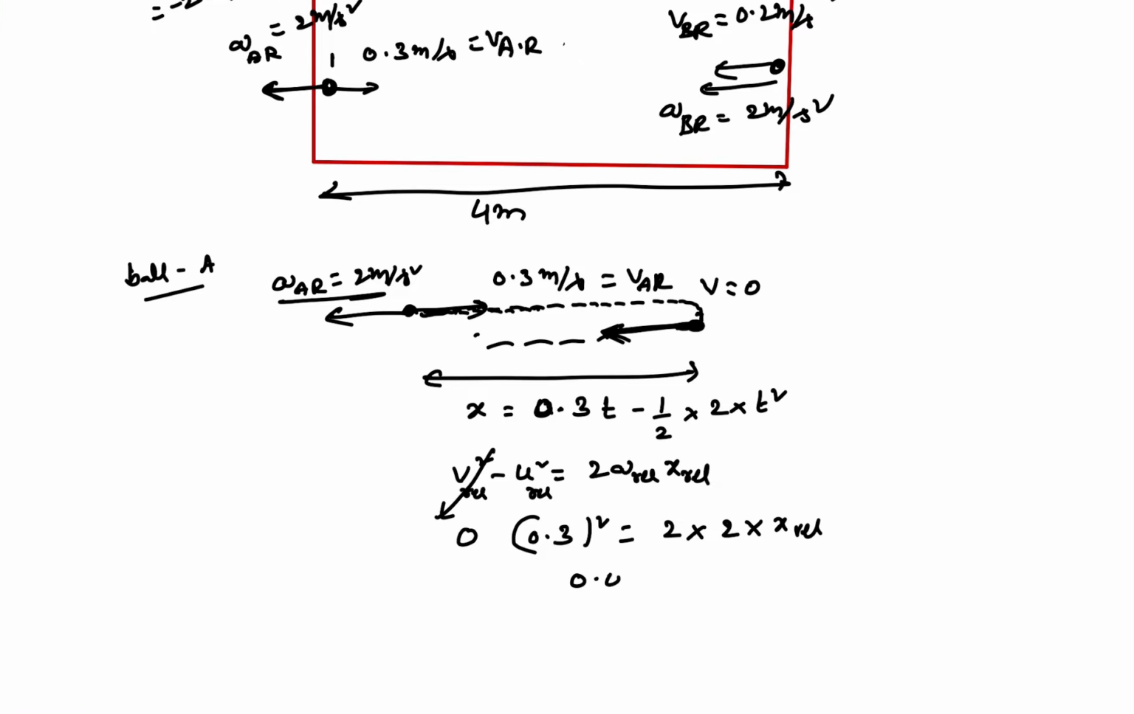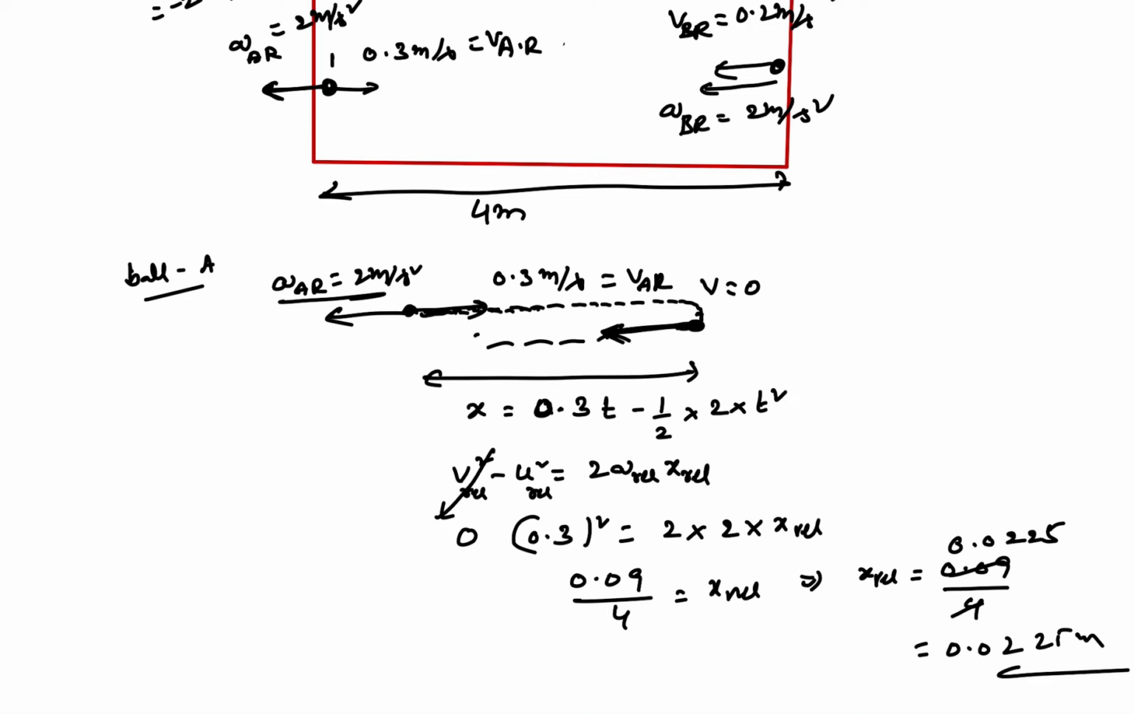2. X relative I can write. So if I write 0.09 divided by 4 is equal to x relative, I can get the x relative value is equal to 0.09 divided by the 4 value, which can be written as 0.02 and we can write it as 8 times 1, so we can write 25. So you can write approximately 0.0225 meters.